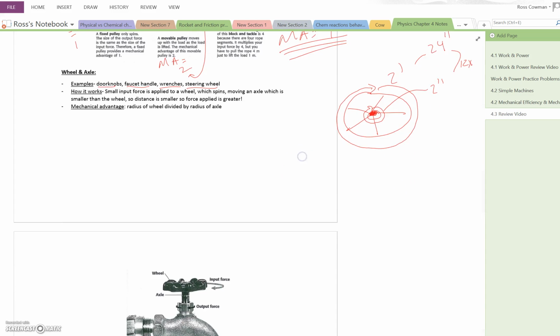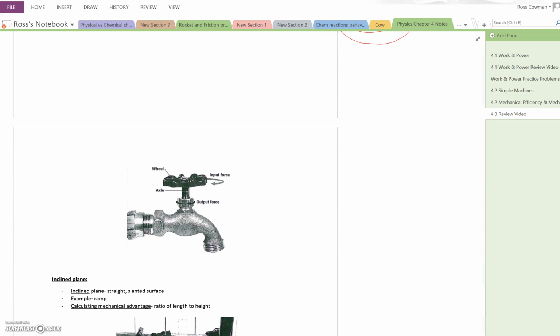So let's take a look at a couple of pictures here. So this is a faucet, right? Here is your input force. Your hand's going to travel around this. And down here, inside this casing here, there's a small little axle that's going to turn just a little bit.